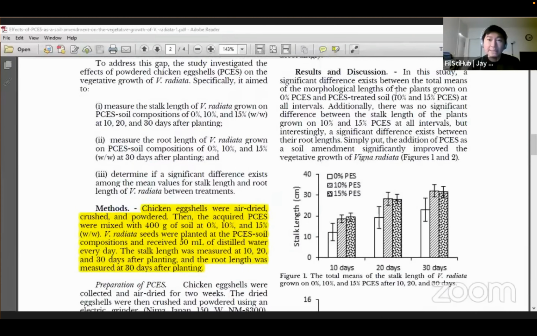So this is just one example on how the experimental methodology is configured. So let me just go back to my slide.